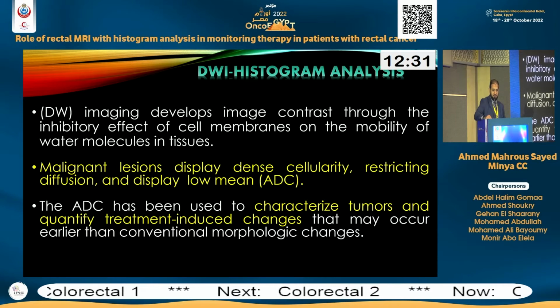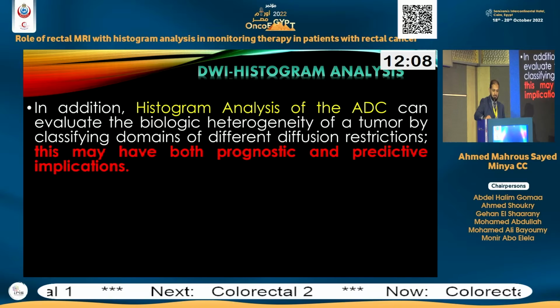Diffusion imaging develops image contrast through the inhibitory effect of cell membranes on the mobility of water molecules in tissues. Malignant lesions display dense cellularity, restricting diffusion, and display a low mean ADC. The ADC has been used to characterize tumors and quantify treatment-induced changes, and that may occur earlier than the conventional morphologic changes. In addition, histogram analysis of the ADC can evaluate the biologic heterogeneity of a tumor by classifying domains of different diffusion restrictions, and this may have both prognostic and predictive implications.